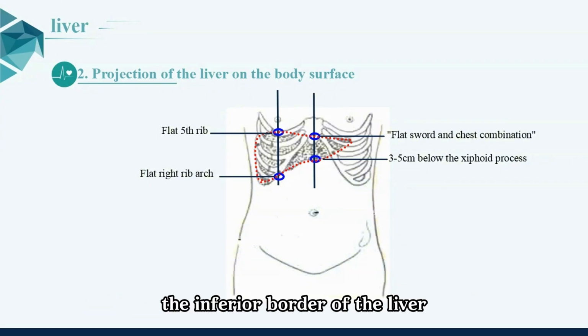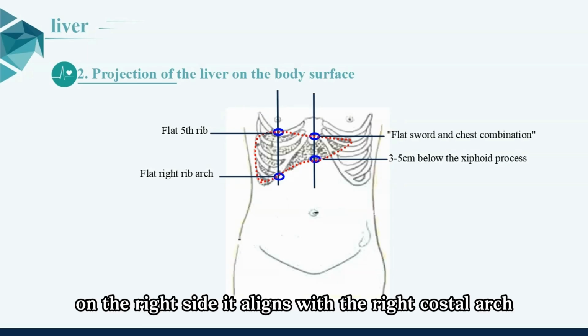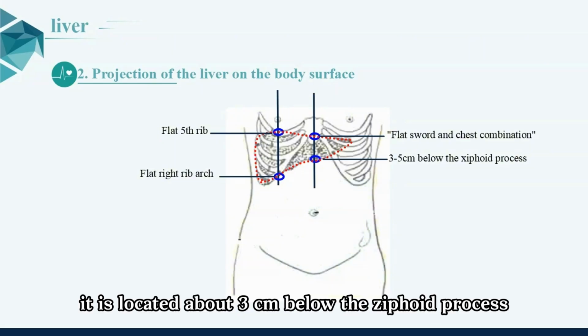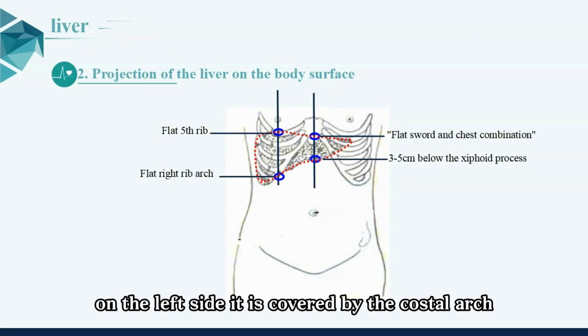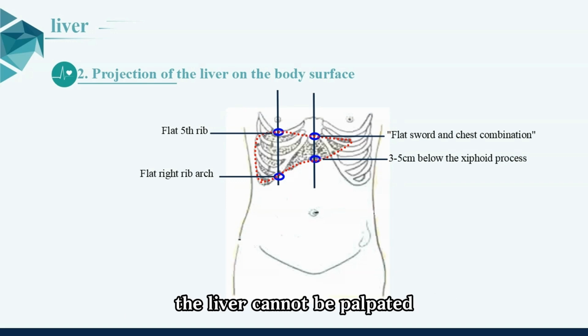The inferior border of the liver corresponds to its anterior border. On the right side, it aligns with the right costal arch. In the middle, it is located about 3 centimeters below the xiphoid process. On the left side, it is covered by the costal arch. Therefore, during physical examination, the liver cannot be palpated below the right costal arch.